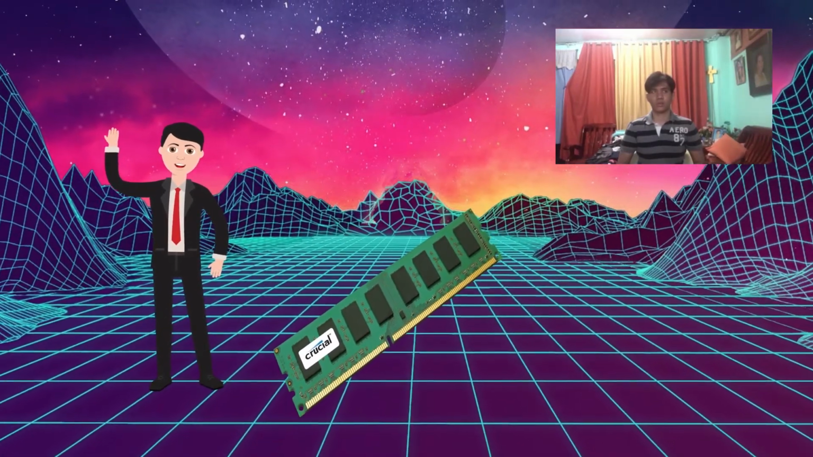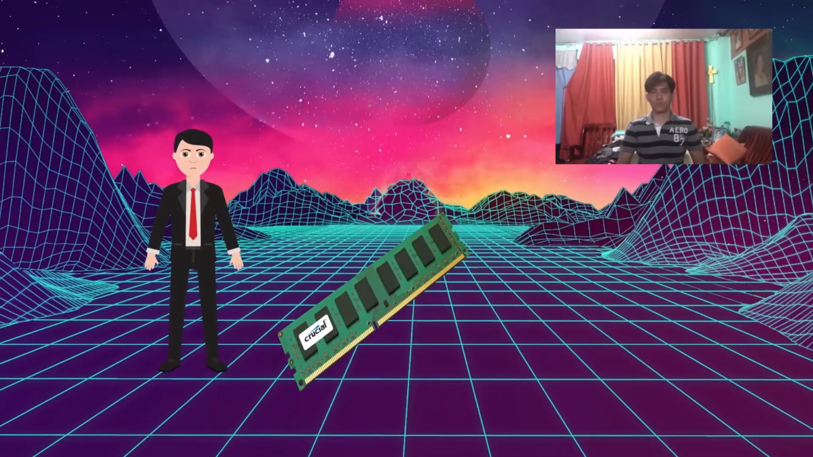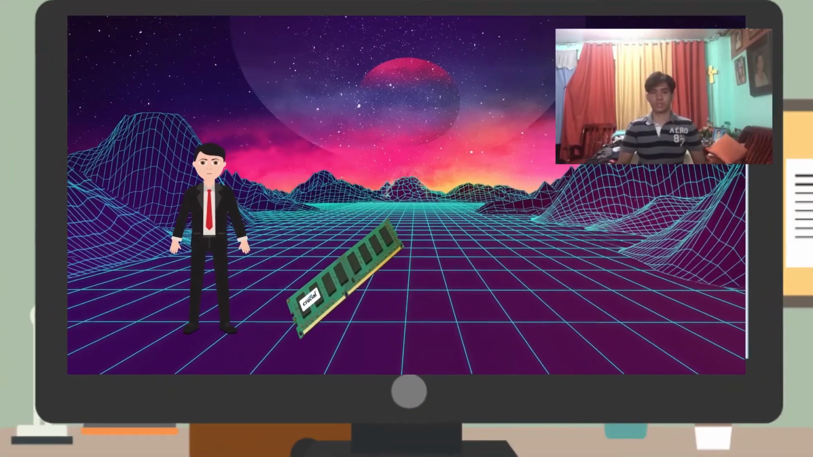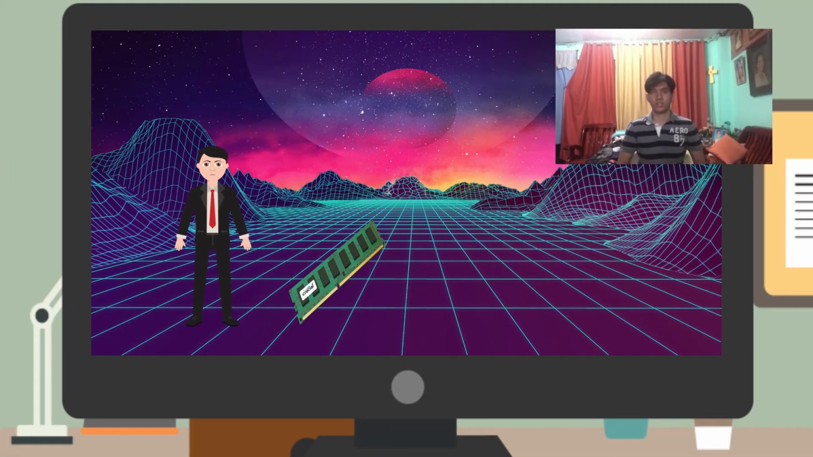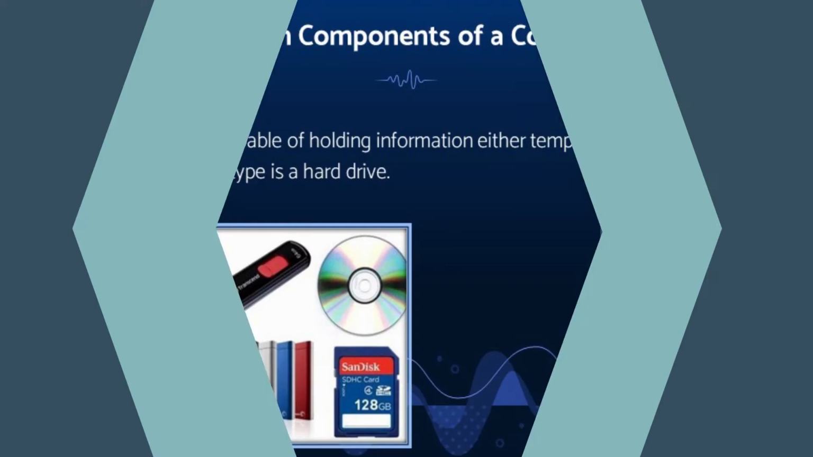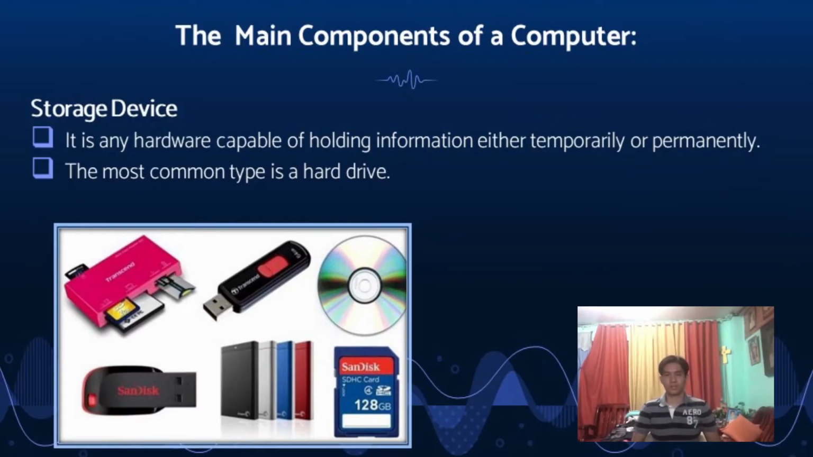Monitor. It is an output device where we can see what is happening on your computer or what systems are running. It displays all the information that we input there. That's why it is called the screen. Storage device. A storage device is a piece of computer hardware used for saving, carrying, and pulling out data. It can be a device inside or outside the computer or server.